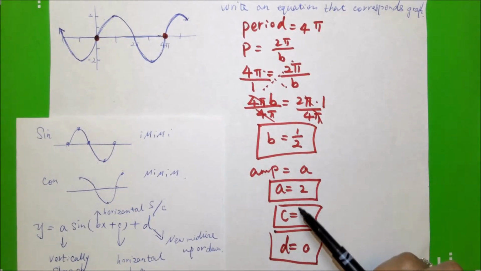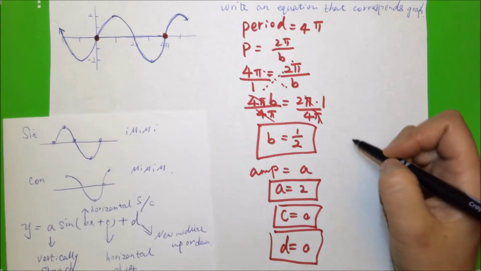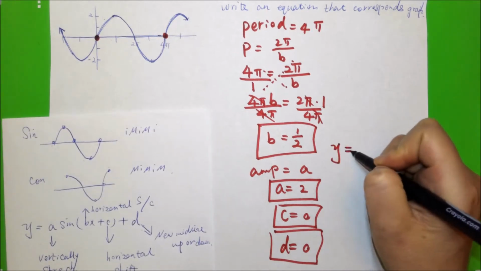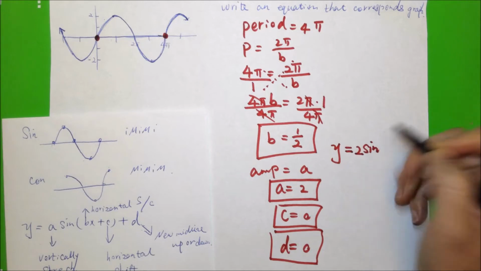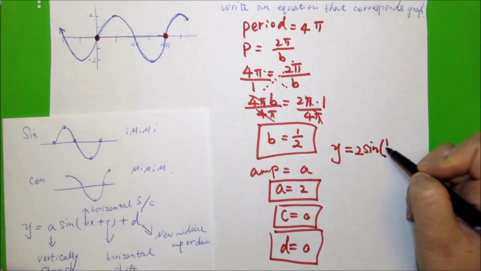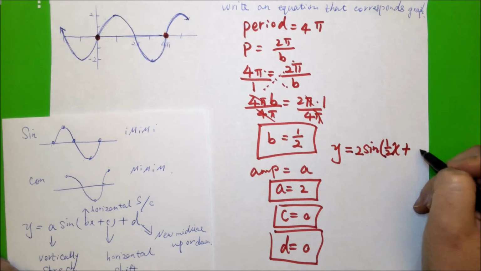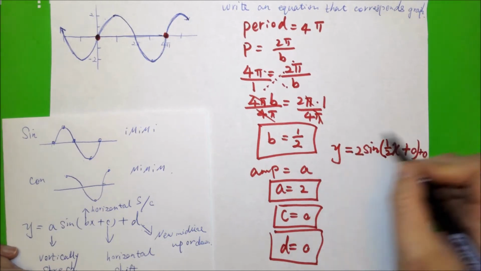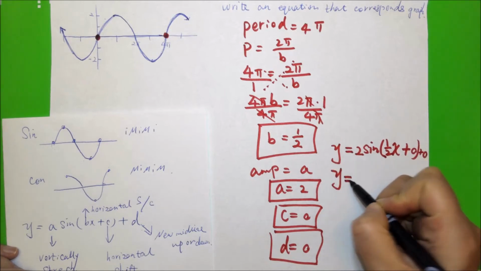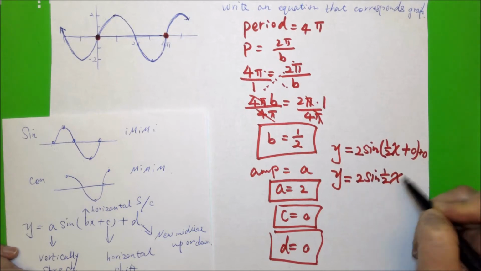Because I have A, B, C, and D, at this point, I can write the equation for the graph. Y equals 2 sine, parenthesis, B is 1/2, therefore I have 1/2 x plus c, and c is 0, plus d, d is also 0. When I rewrite this function, I will have y equals 2 sine 1/2 x.